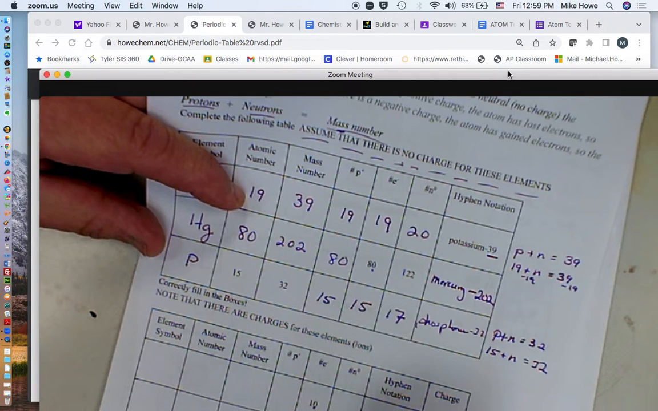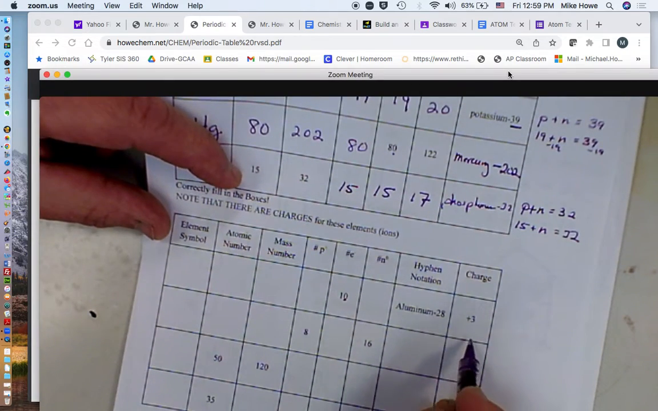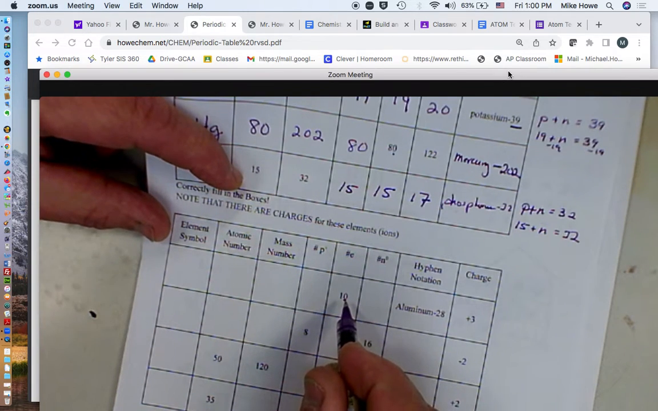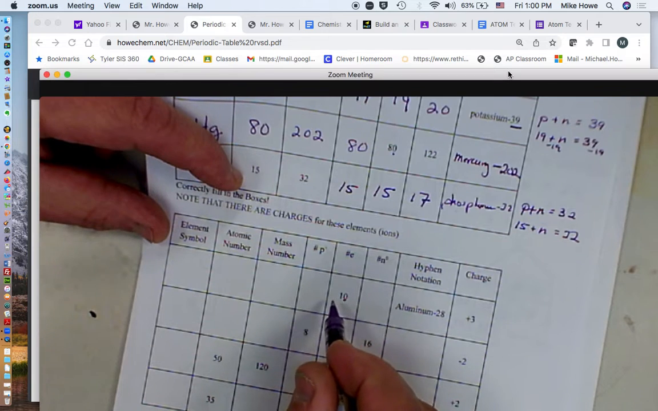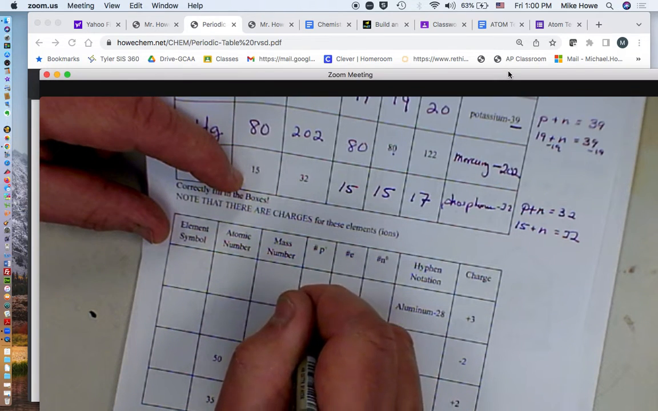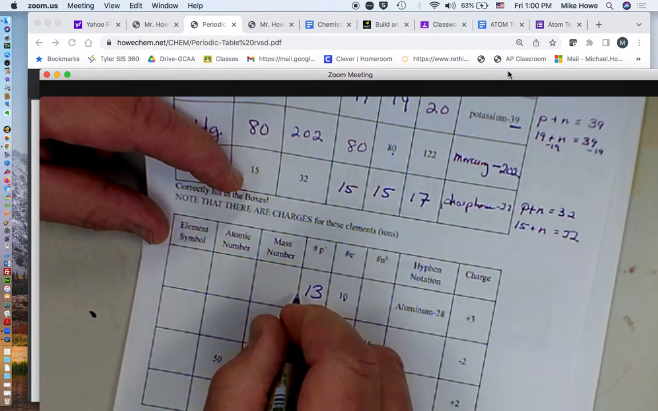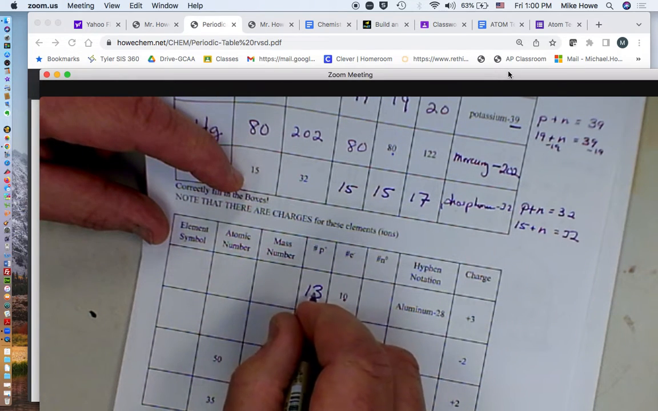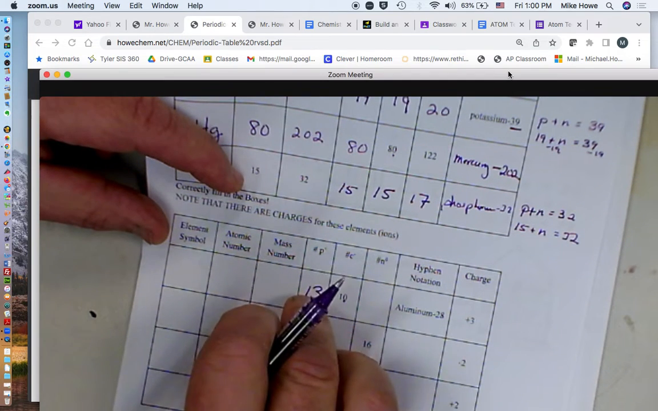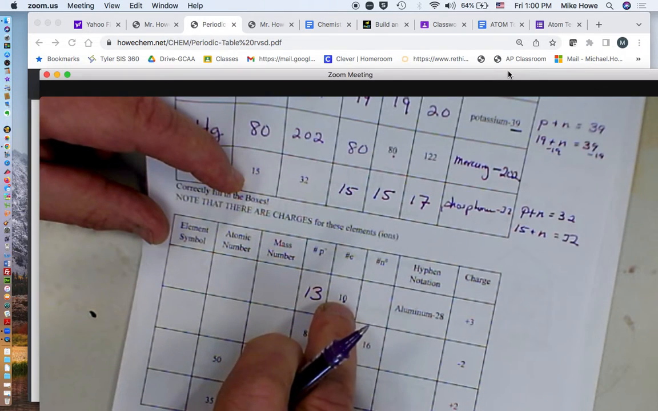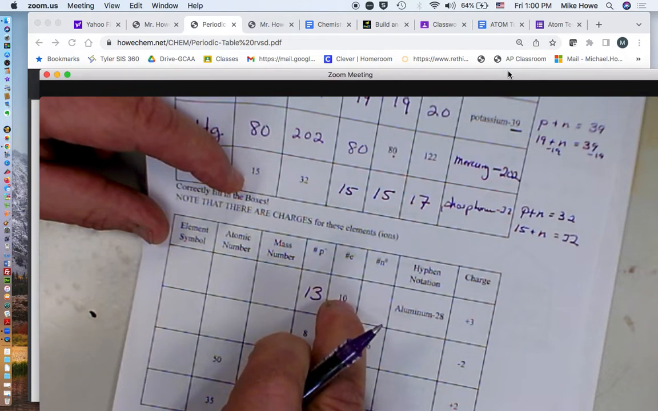It lost 3, and now it has 10. So how many did it have? It lost 3. Now it has 10. How many electrons did it have before it lost the 3? After it lost the 3, it has 10. So before it lost the 3, it must have had 13. Now another reason you know that there's 13, and let me stop for just a minute. We know there's 13 protons for that reason, because it has 10 electrons after it lost 3. So before it lost 3, it would have had 13.